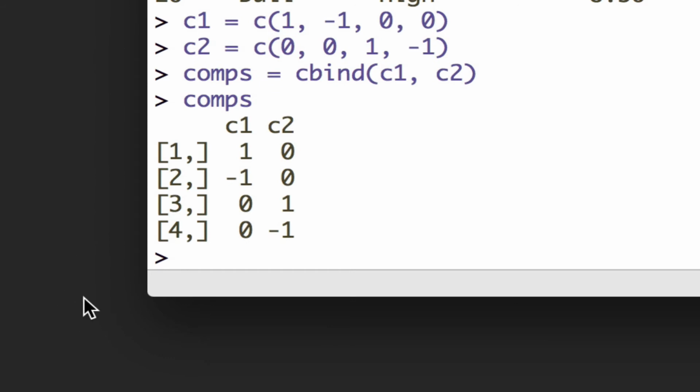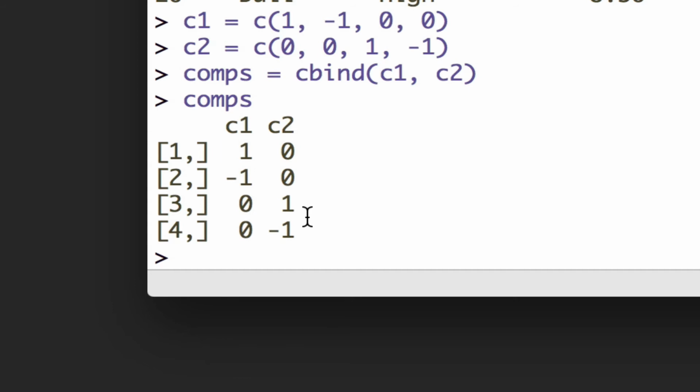If we run comps, we can have a look at what that means. So one row has our coefficients for comparison 1 for low relevance. So we see that the first two groups are included in the comparison, and then we have C2, which has our comparisons for high relevance. So we know that they're right.